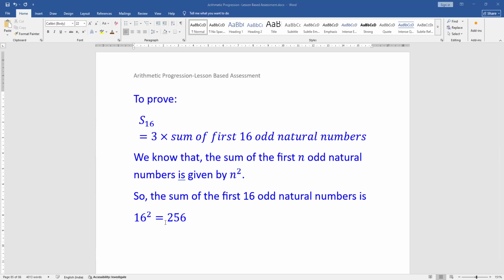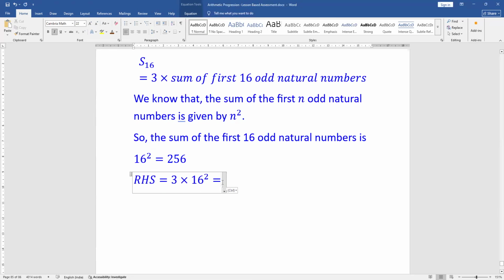Next, then what I do is the RHS. So now here the RHS will be 3 into 16 square. That is 256 into 3. 256 into 3, how much do you get? 768. Okay, write that value.